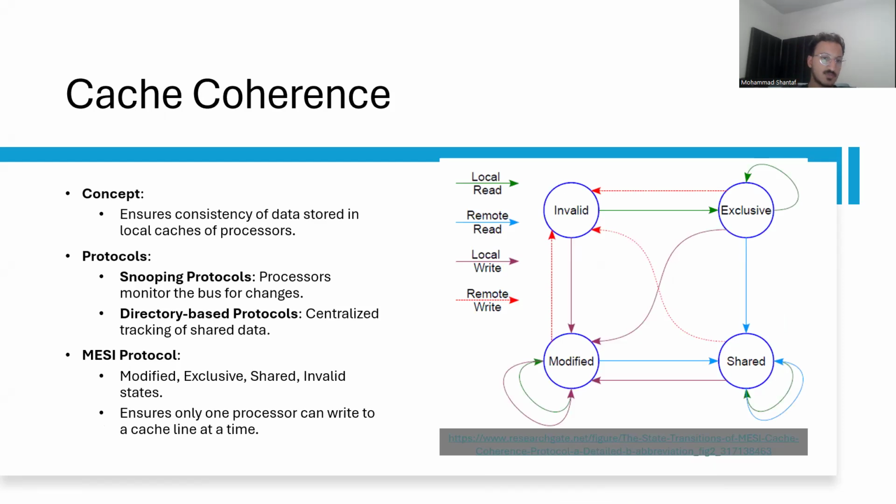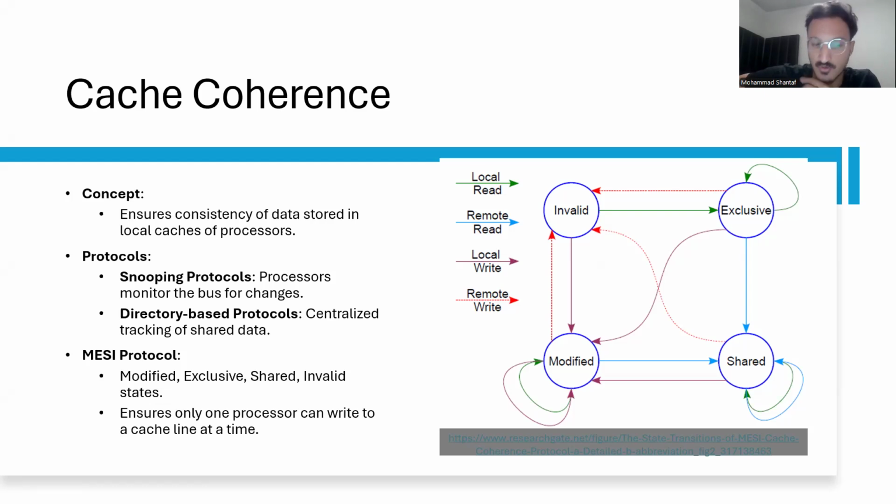Cache coherence. The concept behind it is pretty much ensuring consistency of data stored in local caches and processors. For the protocols, there's a snooping protocol and there's also a directory-based protocol. In a snooping protocol, the processors monitor the bus for any change. However, the directory-based protocols are centralized tracking of shared data. See the difference? That one is for shared data, and the other one is localized, monitoring the bus for any changes that happen.